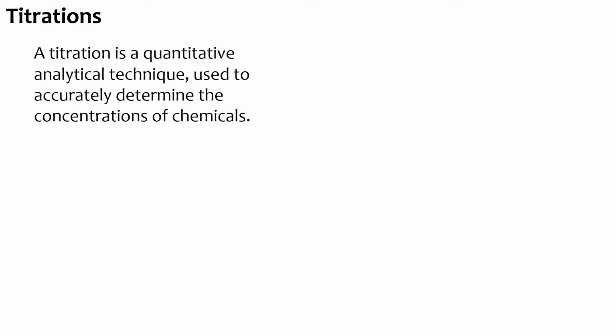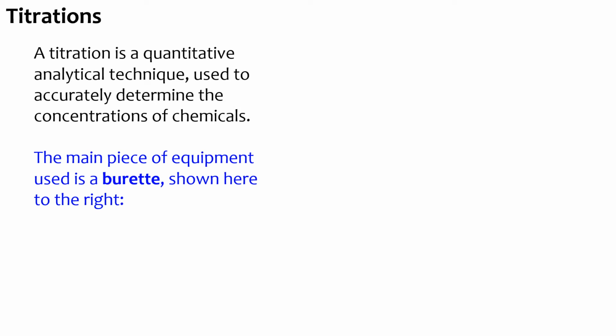So titrations are a really important technique in chemistry. They're covered extensively in Year 1, and they're actually a required practical in Year 1, and then a required practical in Year 2 related to this topic. A titration is a quantitative analytical technique which is used to accurately determine the concentrations of chemicals. The main piece of equipment used is a burette, shown here to the right.